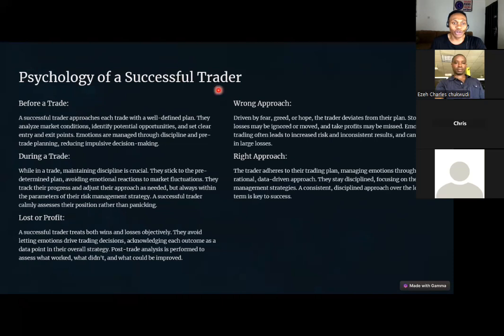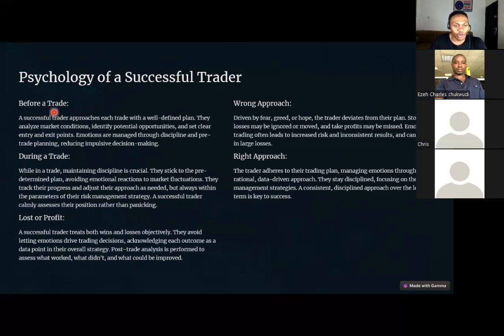Psychology of a successful trader, very important. Before a trade, like I was saying, a successful trader approaches each trade with a well-defined plan. They analyze market conditions, identify potential opportunities, and set clear entry and exit points. Emotions are managed through discipline and pre-trade planning, reducing impulsive decision-making.